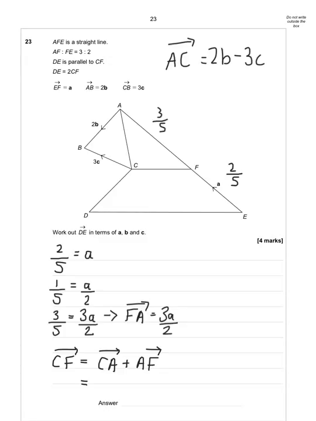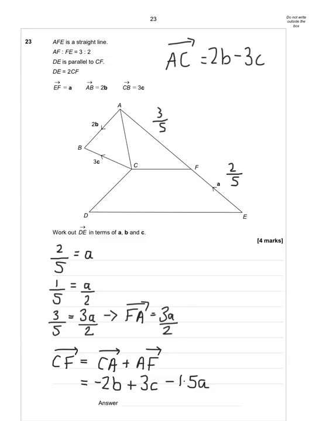So C to A is the negative of this. So instead of 2b, it'll be minus 2b. Instead of minus 3c, it'll be plus 3c. So that bit's CA. What is AF? Well, I know FA is 3a over 2, so I know that AF is minus 3a over 2. Now 3 over 2 is 1.5, so I'm going to just write it that way because I know that some of you will find that easier to deal with.